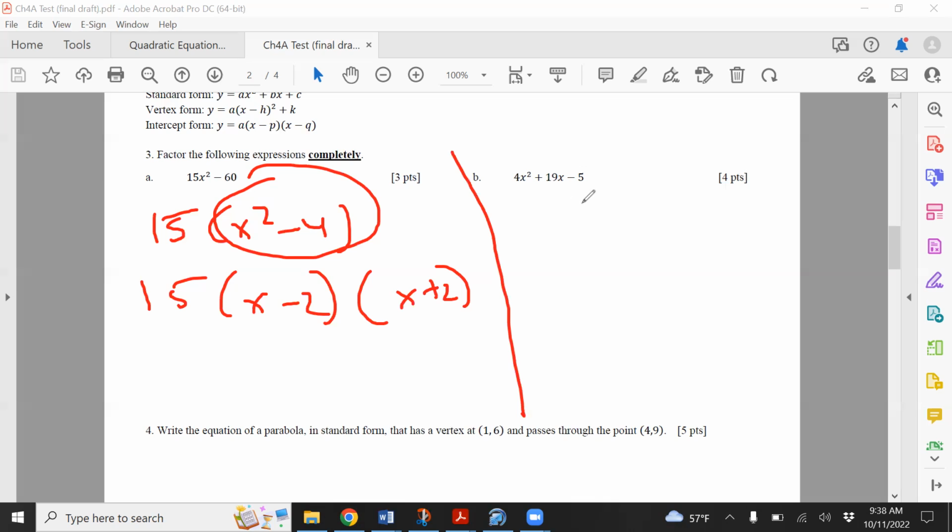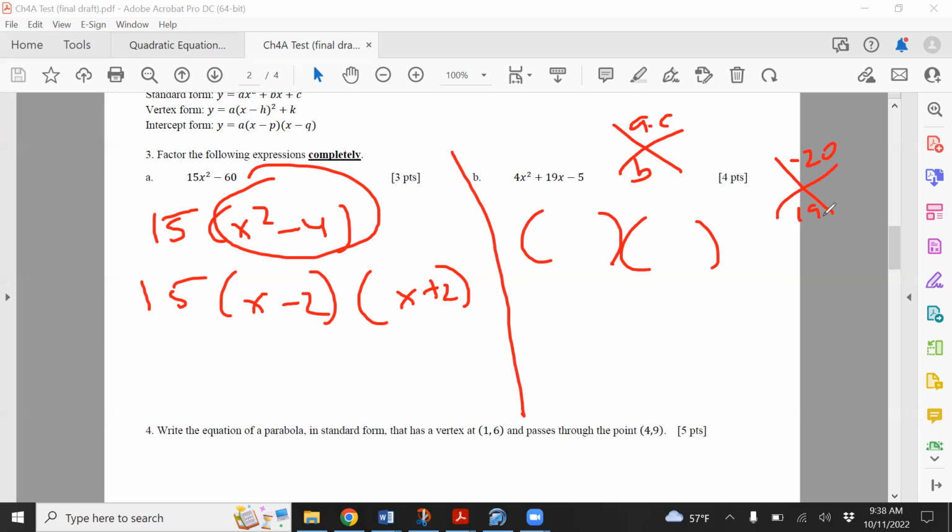Now here, obviously nothing's common. So you could do a factor by trial and error if you wanted to. If you get good with it, you could do trial and error. But sometimes we do A times C and B. We do a little kind of a crutch here. -20 and 19. So A is 4, C is -5, B is 19. And your goal is to find two numbers that multiply to -20 and add up to 19.